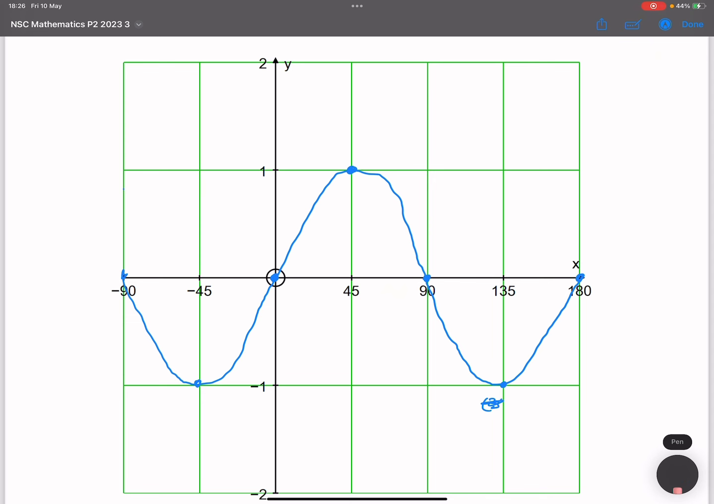Okay, so for some reason this is not cooperating. So 135 and negative 1. So this would be 180 and 0. Okay, and this would be negative 90 and 0, as well as negative 45 and negative 1, as well as 45 and 1. Okay, that's what our graph looks like. So those are all the turning points.